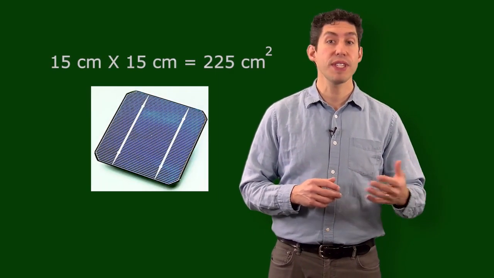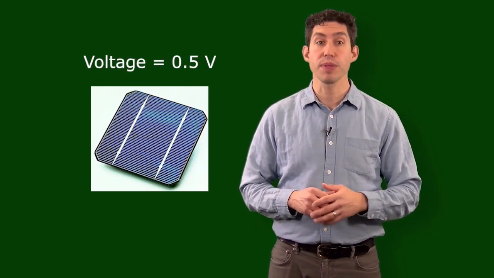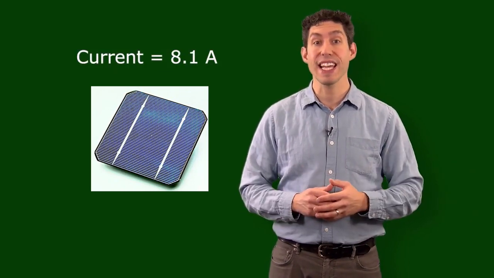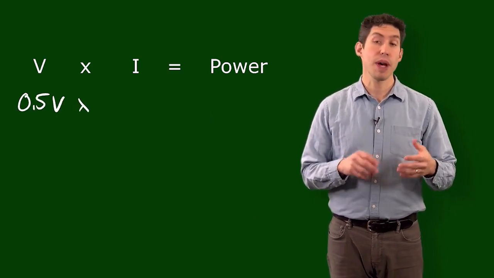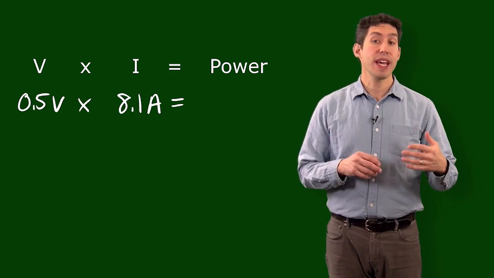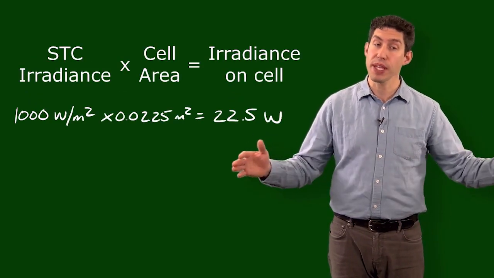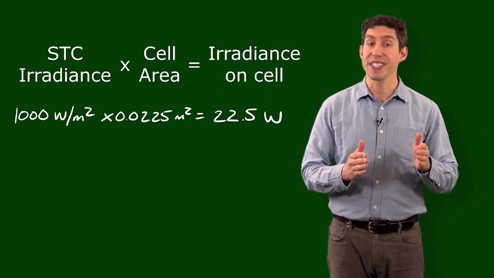If we look at just the cell itself, the length and the width might be as small as 15 centimeters by 15 centimeters. This gives an area of 225 square centimeters. The voltage would be 0.5 volts because the voltage is fixed for a silicon photovoltaic, but the current could be as high as 8.1 amps. Calculating the power output, 0.5 volts multiplied by 8.1 amperes, we get a power of 4.05 watts being produced by the cell. Scaling to standard test conditions, where irradiance is 1000 watts per square meter, we get 22.5 watts irradiating the small 225 square centimeter cell.